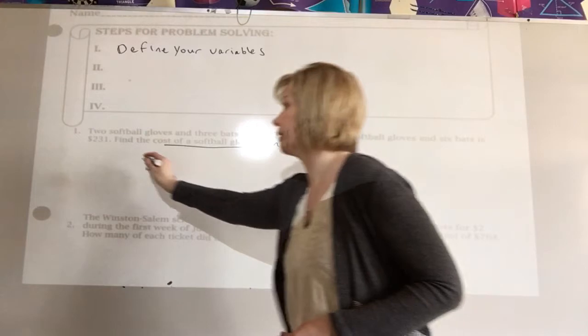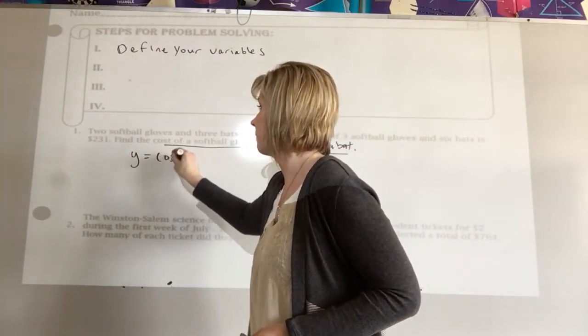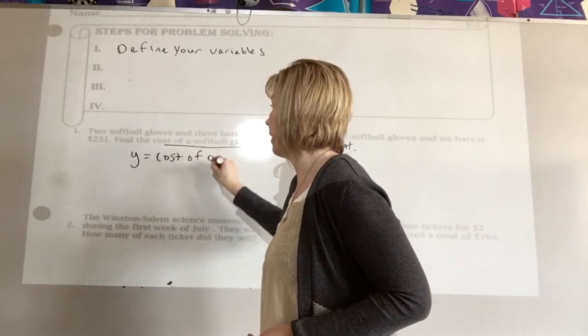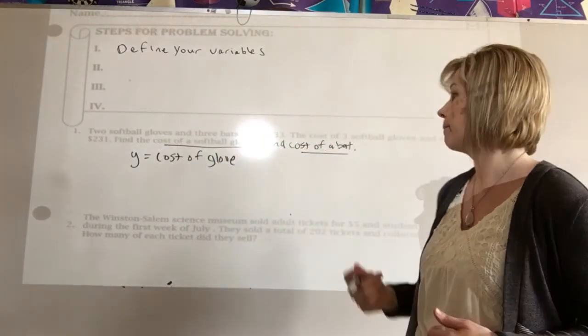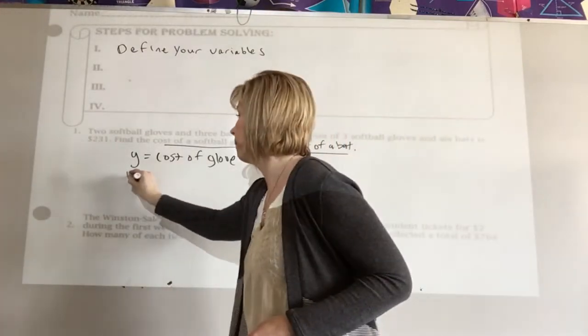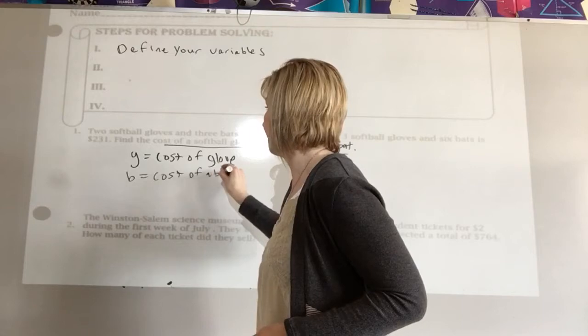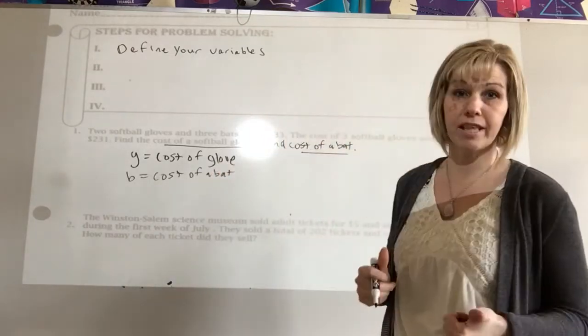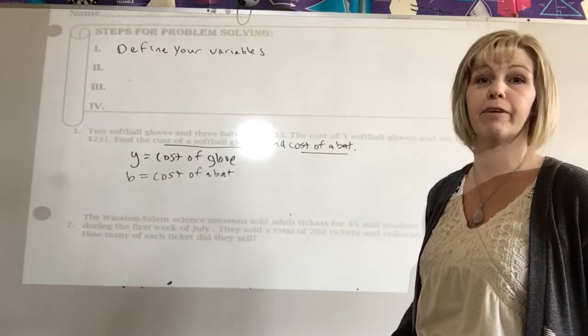So I'm going to put here G equals the cost of a glove. Make sure it's not the amount of, but the price of the glove. And then B will equal the cost of a bat. So very first thing is identify your problem, define your variables. What is it that you're trying to figure out?